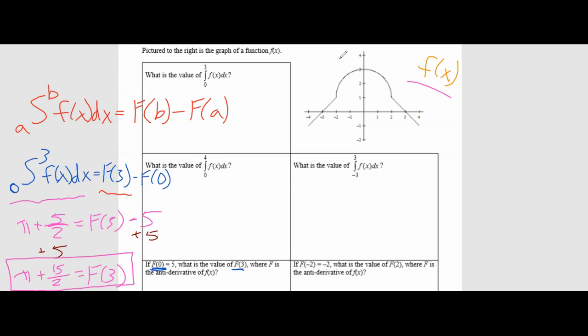So you may have to do something similar with the very last question on this page. Try to set up an equation using the FTC part 1.